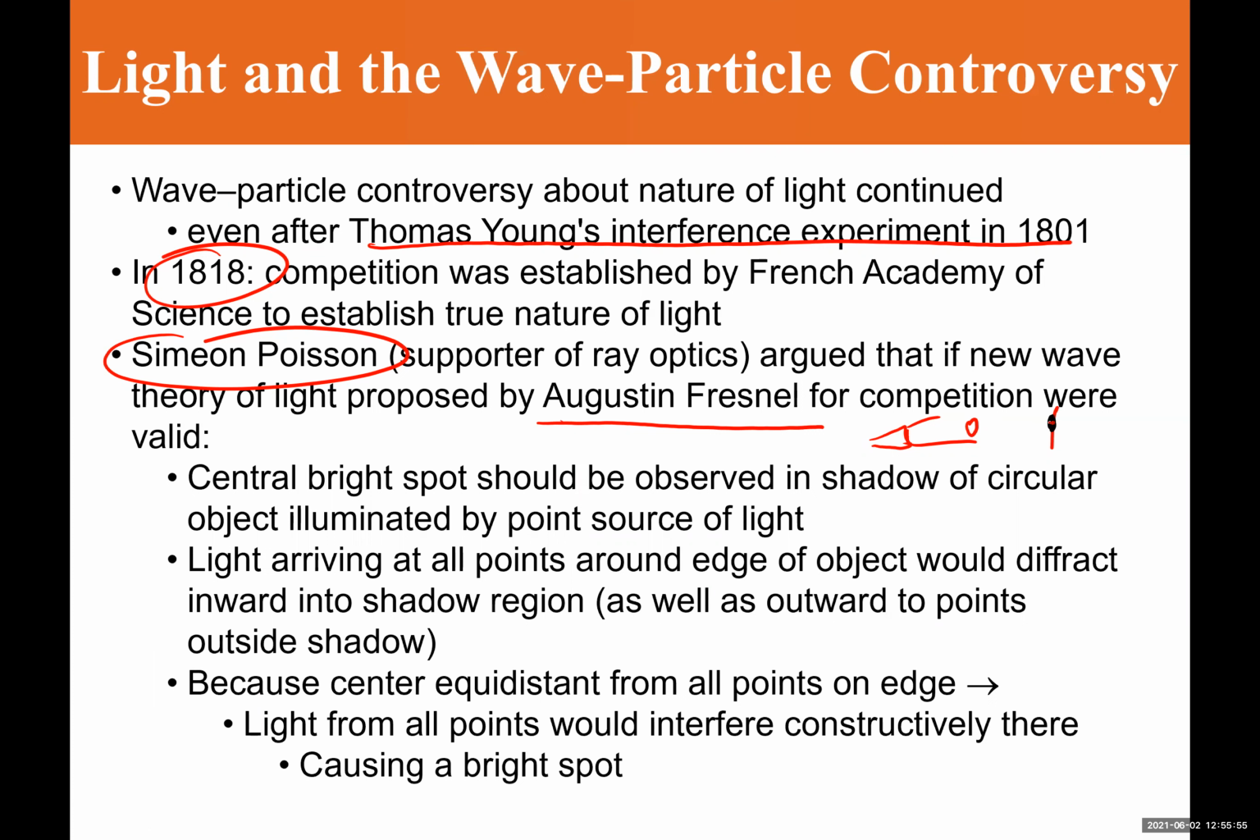So basically, he said that if this was valid, a central bright spot should be observed in the shadow of a circular object illuminated by a point source of light. Light arriving at all points around the edge of the object would diffract inward into the shadow region. So if you're looking at this to be the coin, behind the coin on the screen you will see a shadow with a central bright spot, but also, around the edge of the object, the light would diffract and give you a shadow region with bright and dark fringes. Because the center is equidistant from all points on the edge, light from all points would interfere constructively there, causing a bright spot.